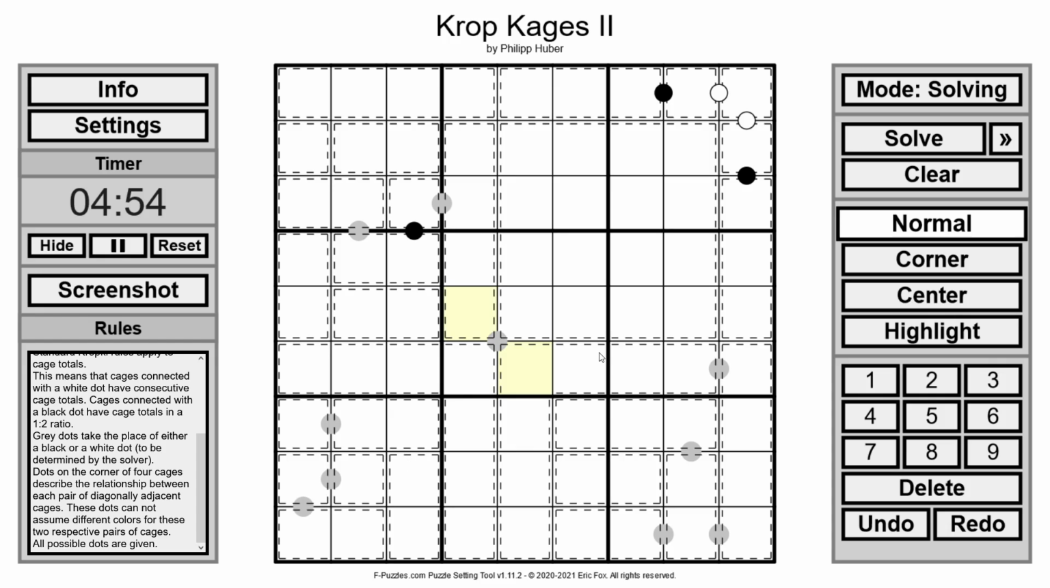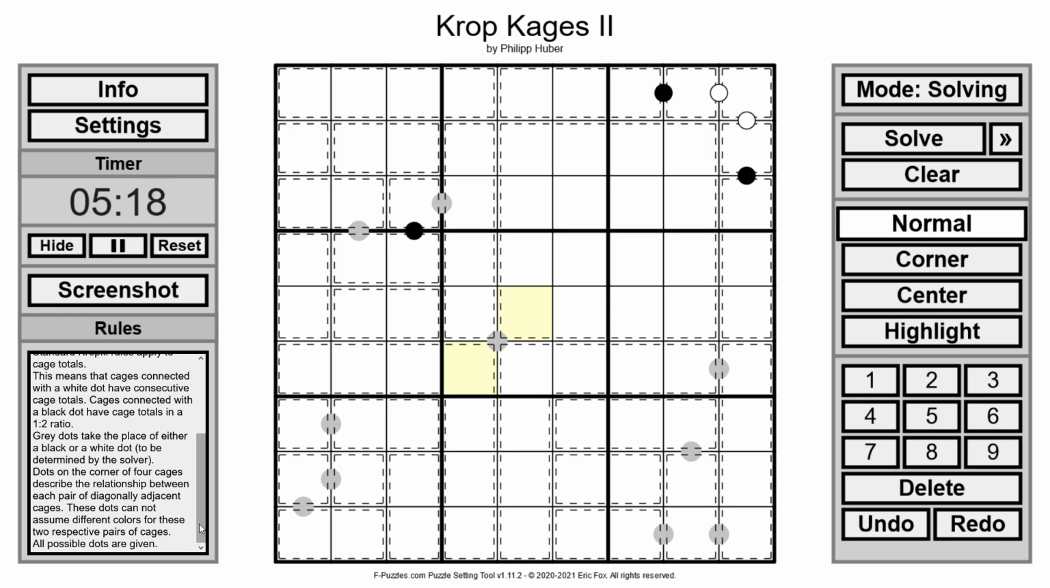Now, another rule is obviously, because we have multiple relationships, they have to be the same relationship. So if one of these can be shown, oh yeah, we need a black dot between these two cages, then obviously these two cages would need a black dot as well. If this was a white dot relationship, this would have to be a white dot as well.